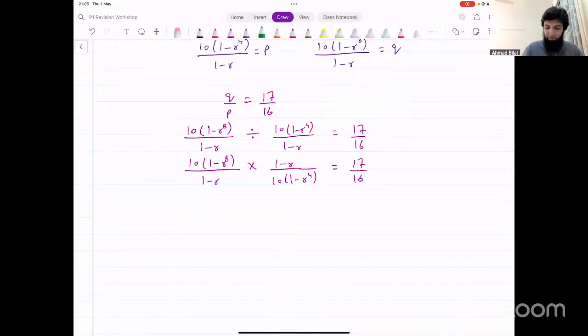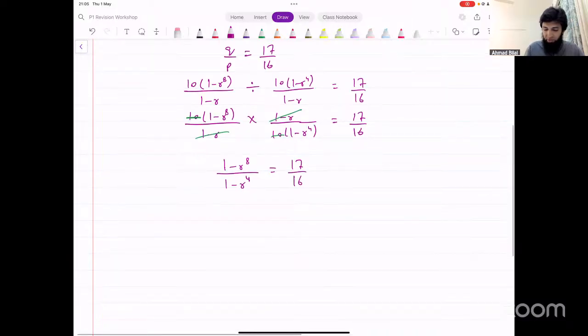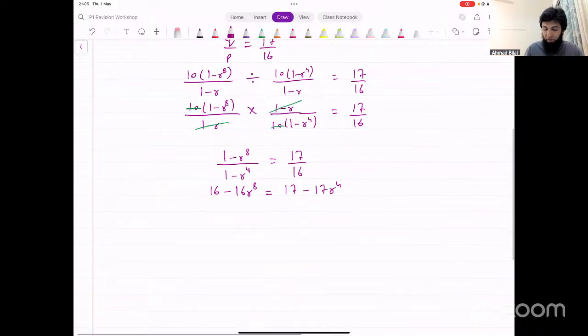And now what happens is 1 minus r and 1 minus r, they get cancelled. 10 and 10, they get cancelled. And we're just left with 1 minus r raised to power 8 divided by 1 minus r raised to power 4. That equals 17 over 16. Cross multiply, and that gives you 16 minus 16 r raised to power 8. That equals 17 minus 17 r raised to power 4. Take all terms to one side, and that will give you 16 r raised to power 8 minus 17 r raised to power 4 plus 1 equals 0. And now you can solve it as a disguised quadratic.